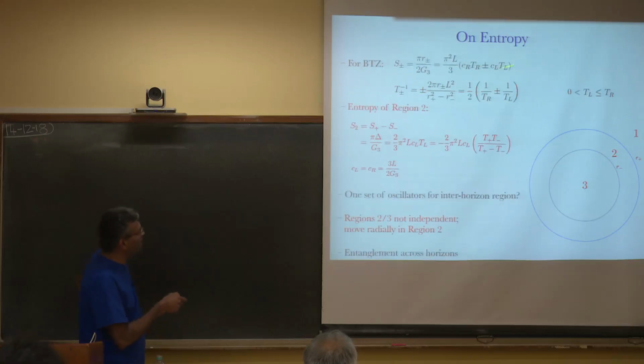So if you look at BTZ and we compute the difference between S plus and S minus, perhaps the degrees of freedom of the outer horizon capture what's inside the black hole. Degrees of freedom of the inner horizon capture what's inside the inner horizon of the black hole. So the difference would then capture whatever is in region 2, very naively. So if you look at what this difference is in terms of the CFT description of BTZ, it turns out it's only related to the left moving sector.